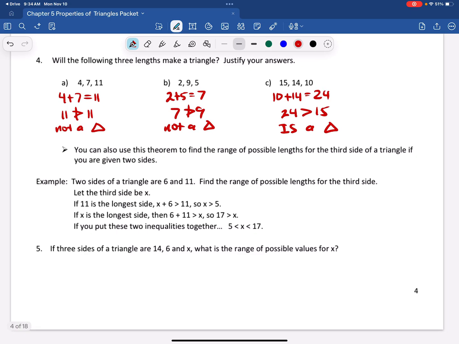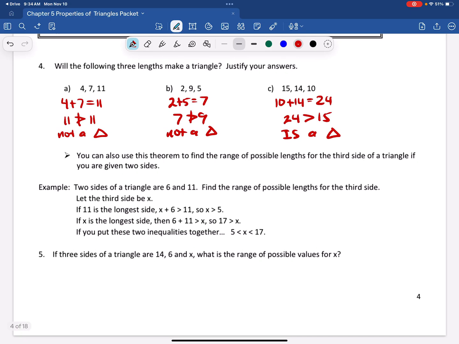So then what we can also do is find a range of numbers. In order to find the range, we're going to compare the 2 sides that I've been given and say, okay, given these 2 lengths, what's the smallest that the third side could be, and what's the largest that the third side could be, and then x is going to be in between that range. Okay, so it turns out that it's an easy process.